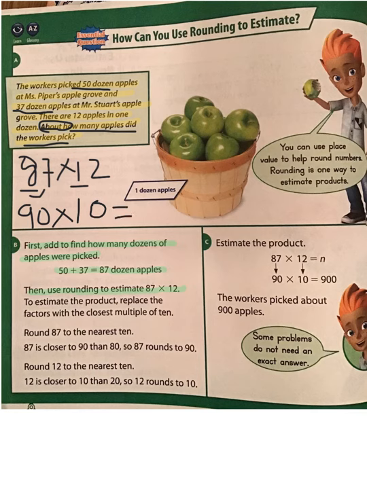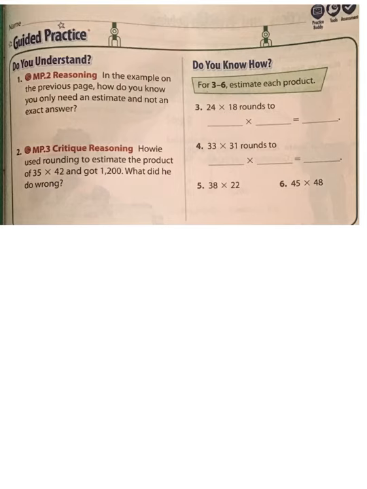And 90 times 10, we're going to underline the basic fact. So 9 times 1 is 9. And then add 2 zeros. So the workers picked about 900 apples.